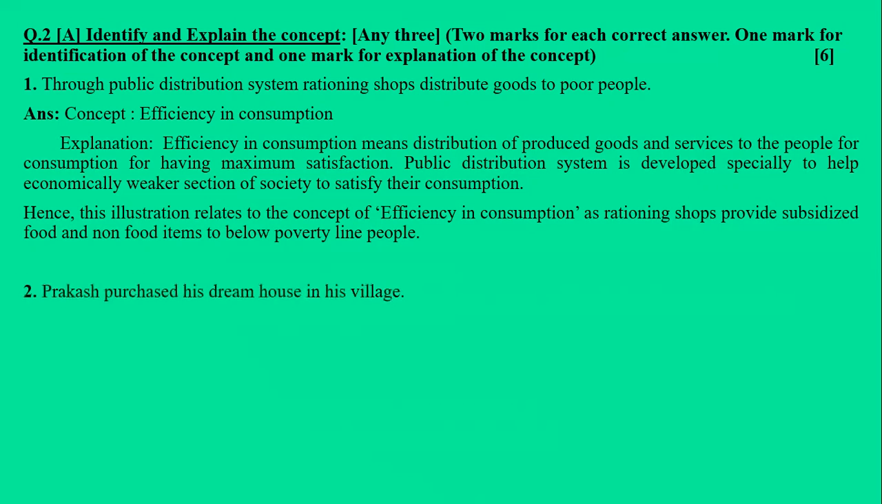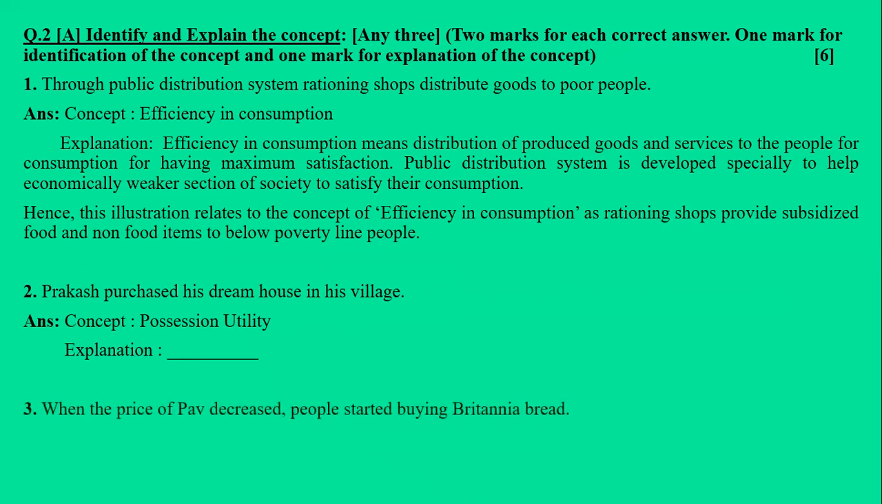Now, see the second statement. Prakash purchased his dream house in his village. Answer, concept: possession utility. Explanation: you have to explain the concept, possession utility, in relation to the above statement. Third: when the price of pav decreased, people started buying Britannia bread. See the concept, answer: Giffen's paradox. Explanation: you have to explain the concept, Giffen's paradox.